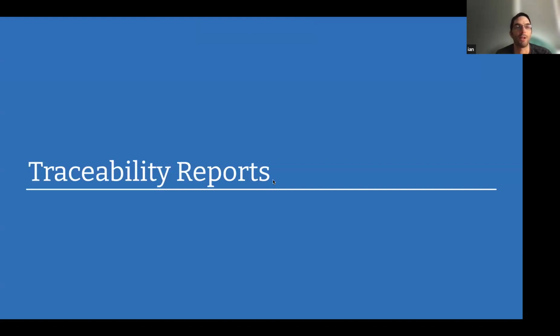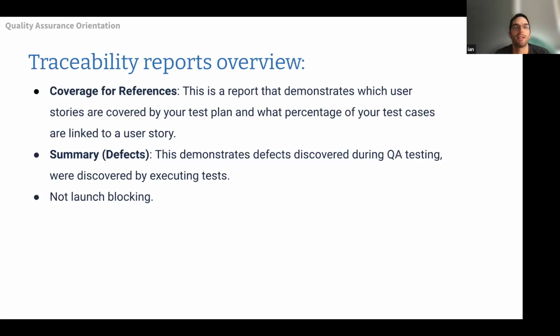standard is called the traceability reports, which is connected to the test plan. It's basically a way of demonstrating how good your test plan is. And it has two components. The first component we call the coverage for references. And it's really a report or a summary or some kind of a way of conveying that your test plan is covering your user stories.